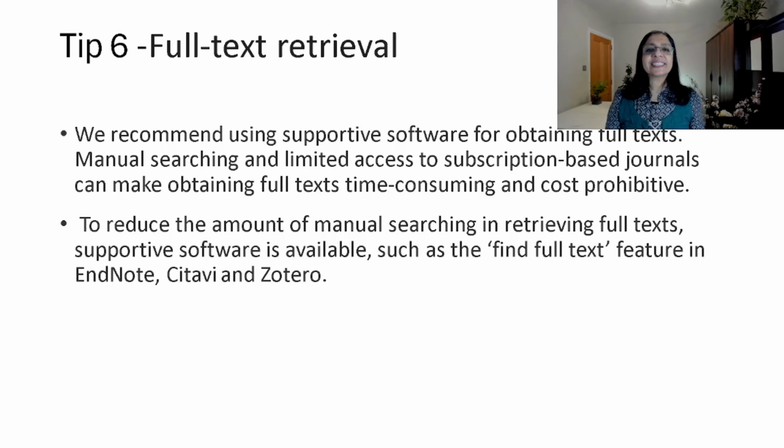Tip number 6 is about full text retrieval. So we recommend using supportive software for obtaining full text. Manual searching and limited access to subscription-based journals can make obtaining full text time-consuming and cost-prohibitive. To reduce the amount of manual searching in retrieving full text, supportive software is available, such as the Find Full Text feature in EndNote, Citavi, and Zotero.